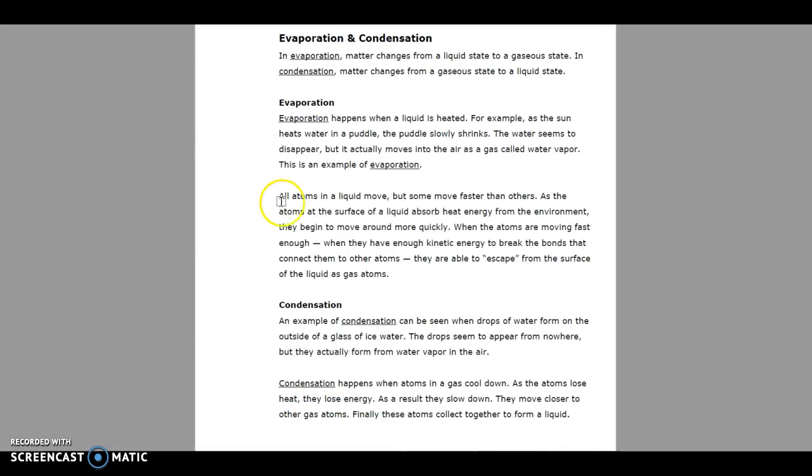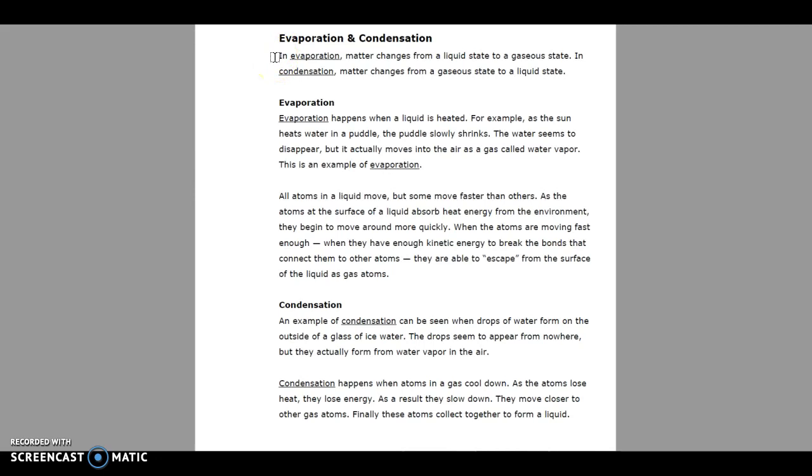Okay, let's get back into the reading. If you're done reading, great. We're going to read it now together, and I'm going to highlight things, and you need to underline those things in the reading and then make notes in the margins. I'll explain later. So, evaporation and condensation.